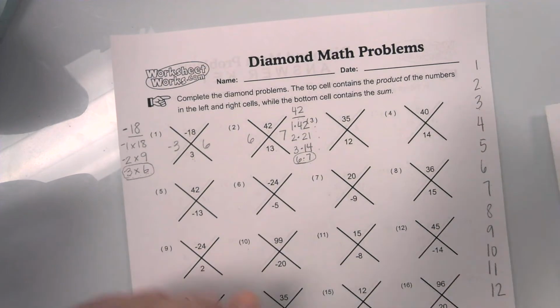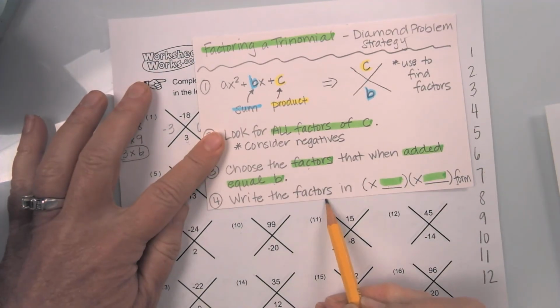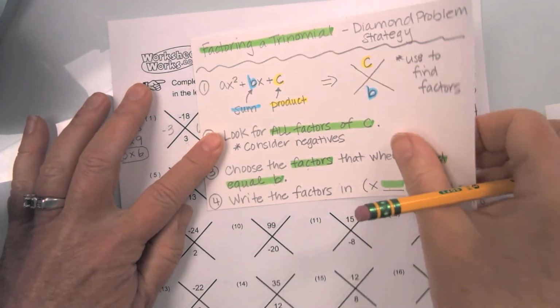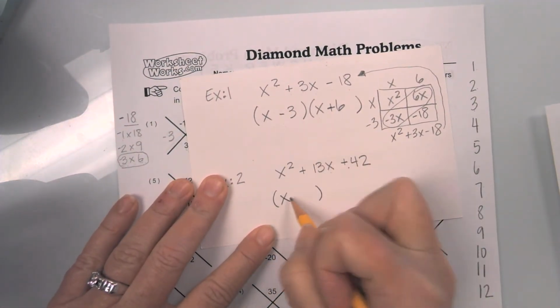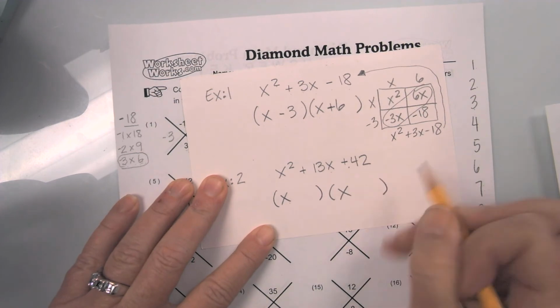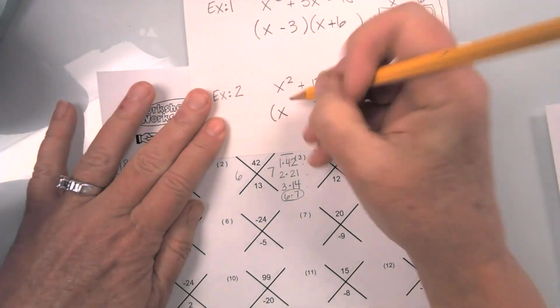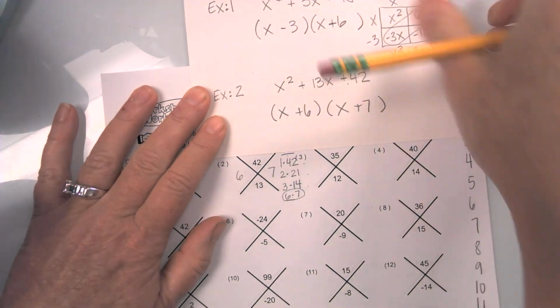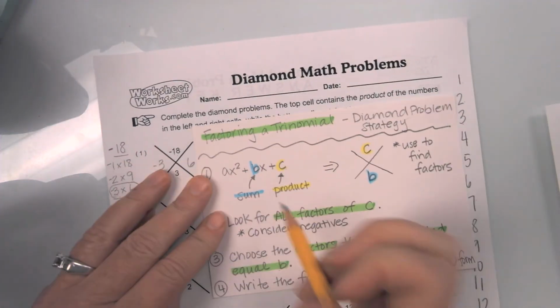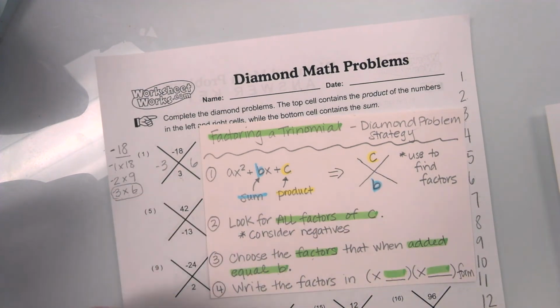Now we have to write it in our factored form. Remember, write the factors in factored form. So I know that my factored form is going to look like this. And I have a 6, and that's a positive 6. And I have a 7, so that's a positive 7. Okay, you are ready to factor trinomials. Let me know if you need help.